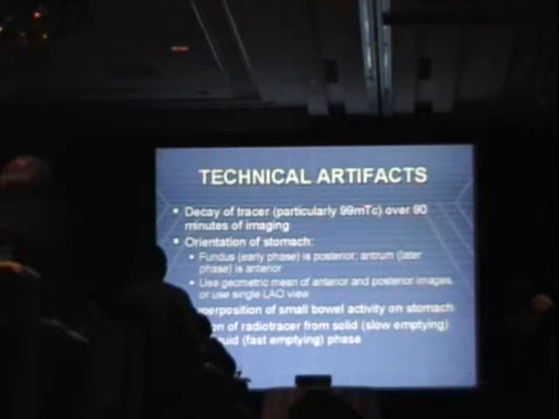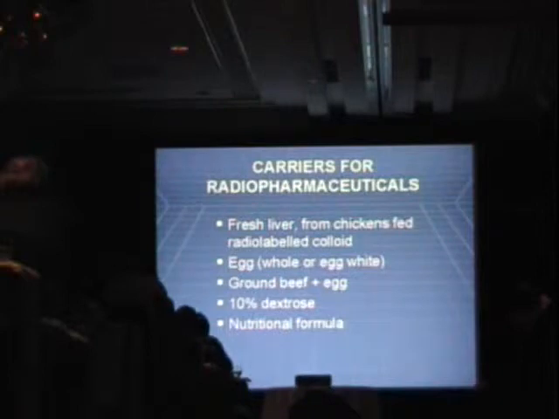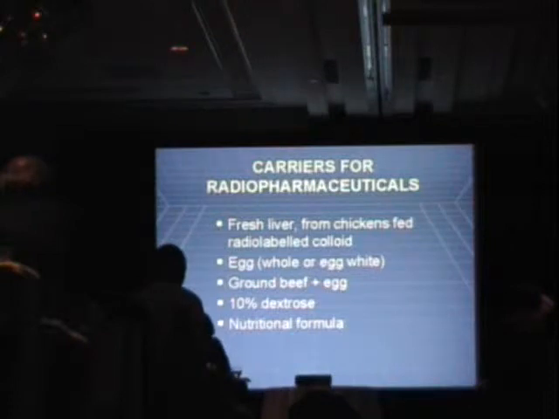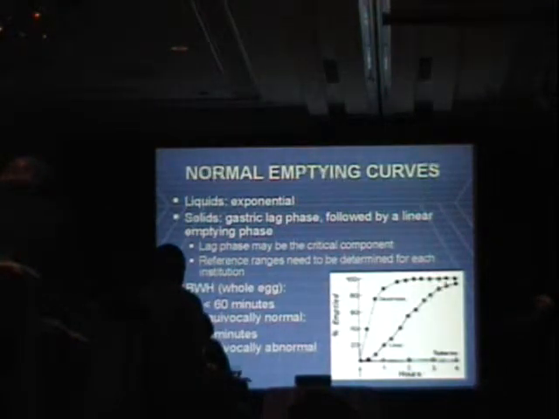Another problem is that the small bowel, sometimes in the field of view, is going to be superimposed on the stomach, and that's going to add some counts to what we have. Generally, like I said, we use a whole egg. Other people use ground beef, and if the patient's receiving a formula through tube feeding, you can use that same formula to approximate the situation up on the floor.